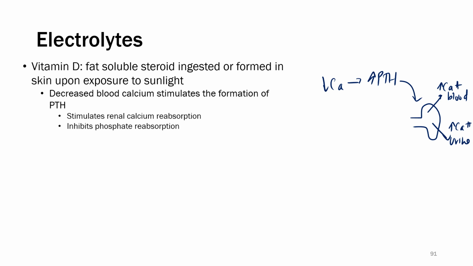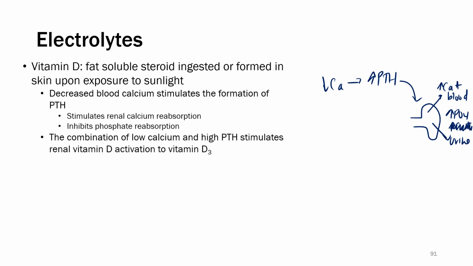Oh, I messed that up. I'm thinking ahead of myself. We don't want to increase calcium in the urine because we're increasing calcium in the blood. It's going to increase phosphate in the urine. There we go. So it's going to inhibit its reabsorption.